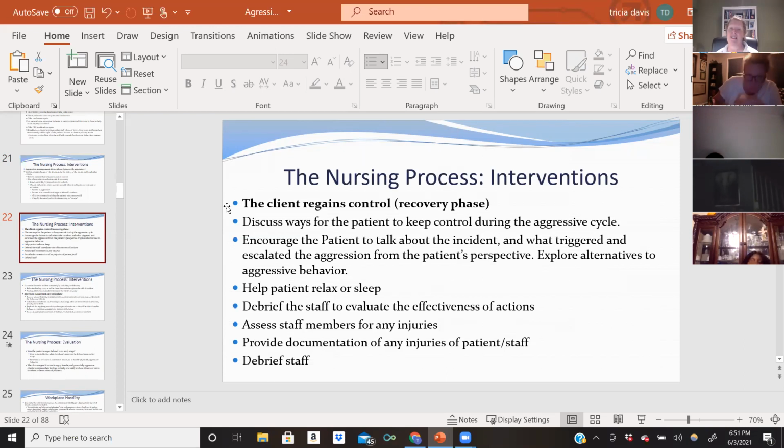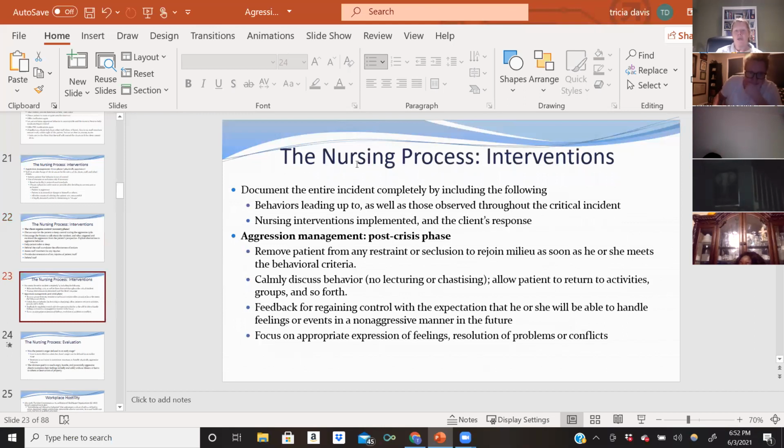We want to make sure that we assess the staff members and the patients for any type of injuries. Did anybody get hurt during that whole aggressive situation? And then we're going to provide documentation of any injuries of the patient and the staff. And then we would debrief the staff again about everything that happened.